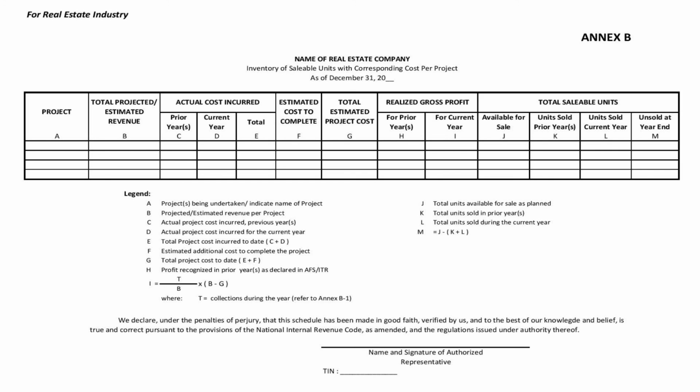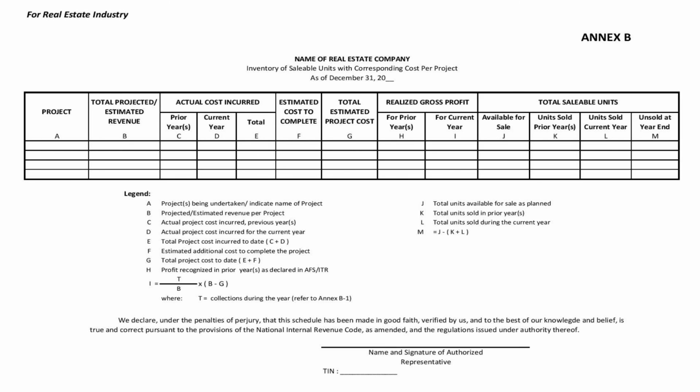And then sa third column, there are 3 sub-columns, no? So actual cost incurred on the prior year, current year, and then the total, no? And then, ang column F, estimated cost to complete, no? Kasi, total project estimated revenue, pero kung hindi pa siya tapos, the total estimated cost to complete and total estimated project cost. Magkano ba talaga yung project at magkano pa yung kulang para makumpleto siya. And then we have realized gross profit for prior years and also for the current year. And then we have the total saleable units available for sale, units sold prior years, units sold current year, and the unsold at year end, no?